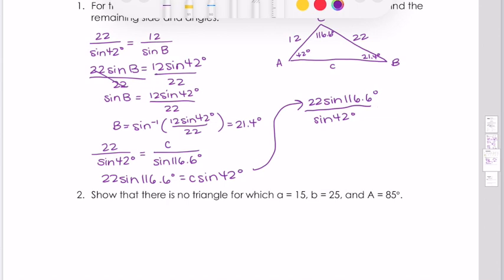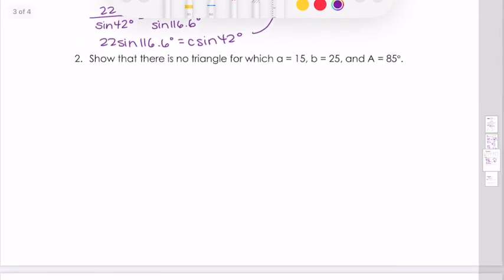Alright, plug that into your calculator, and you end up with C equals 29.4 feet, inches, I don't know, 29.4.